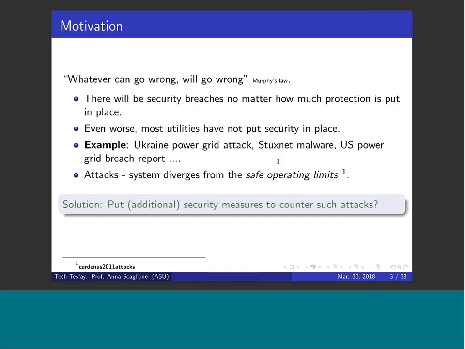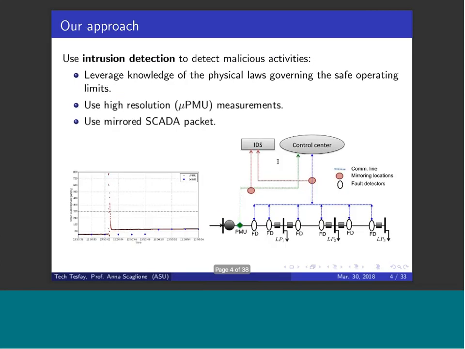And all these attacks, what the attacks do is that they diverge the system to operate from its safe operating limits. And our focus, our utilities' focus should be on how to detect this divergence from its operating limits and then put measures in order to identify these attacks and then put countermeasures to solve these attacks.